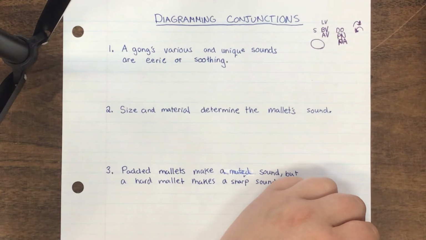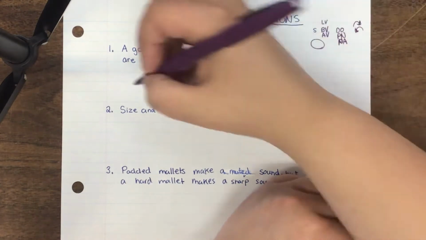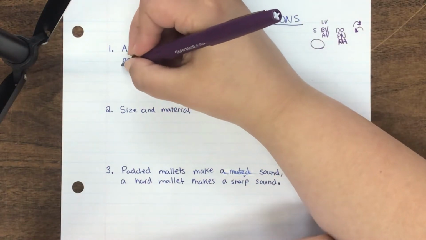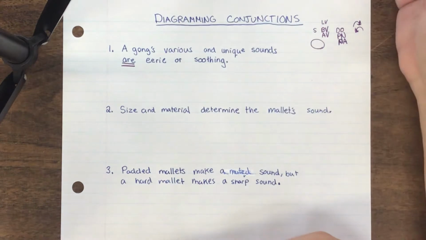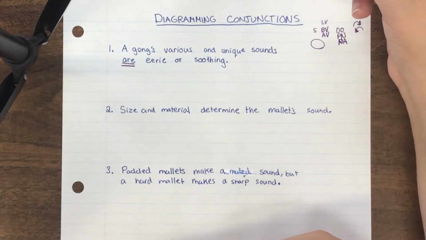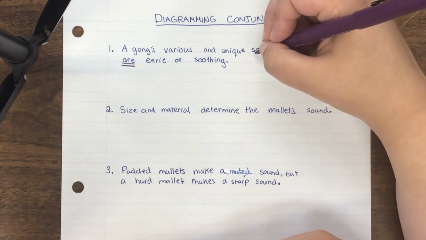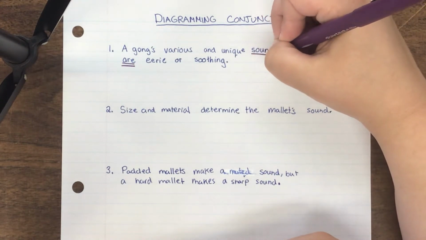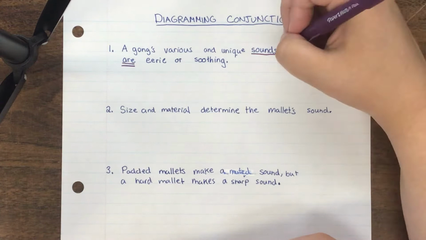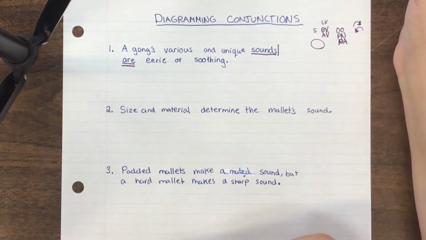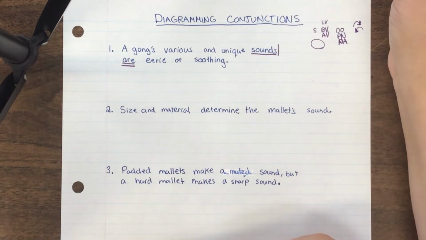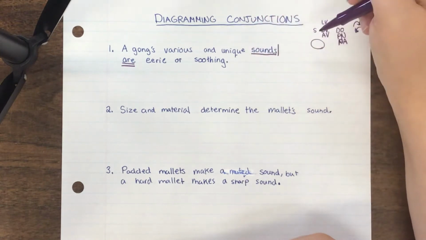Very good. So first of all, I'm going to look for the verb. And in this case, my verb is one of those tricky ones. It's the verb are. So I'm going to double underline that one. That's my verb. Now what are? Or who are? The sounds of the gong. So I'm gonna do sounds right there. That is my subject. Separate my subject and verb. There we go. Now I need to work with some of these things.